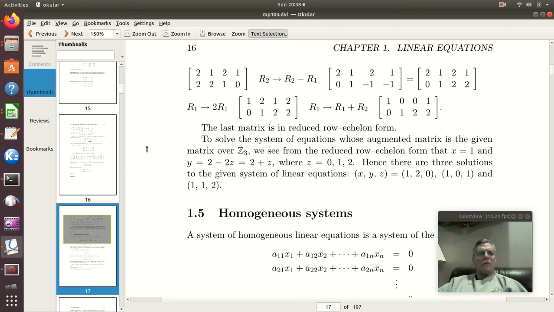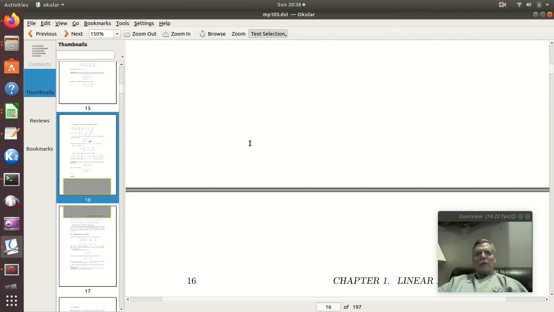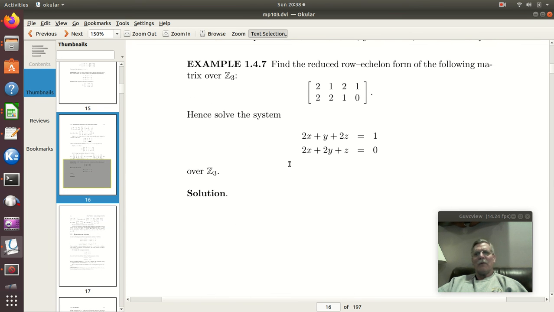And so there you go. So we can do that arithmetic, that reduced row echelon form over Z3, without a problem in Sage. Okay, so that's example 7.